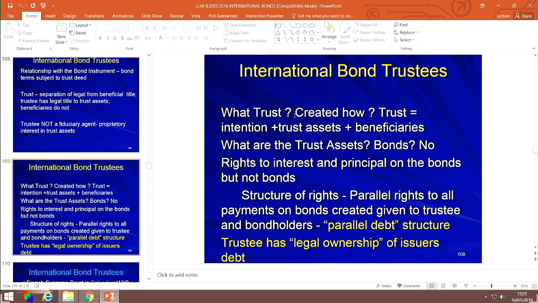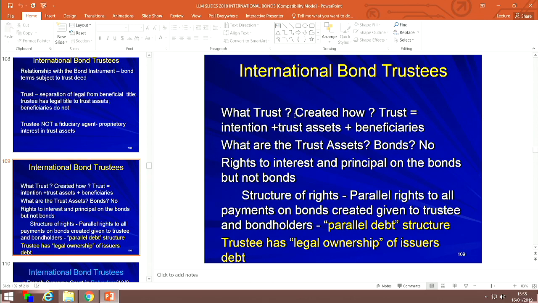In the bond instrument, the issuer promises to pay bondholders interest on due dates and principal when the bonds are being redeemed. Promise one, debt one. In the trust deed, the issuer promises to pay the trustee that very same interest and that very same principal repayment. That's why it's a parallel debt structure.